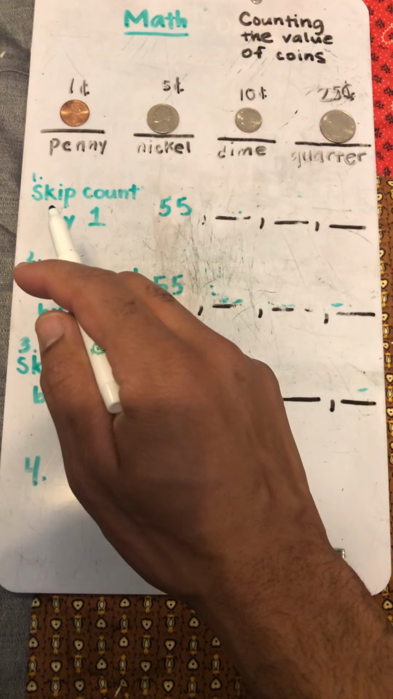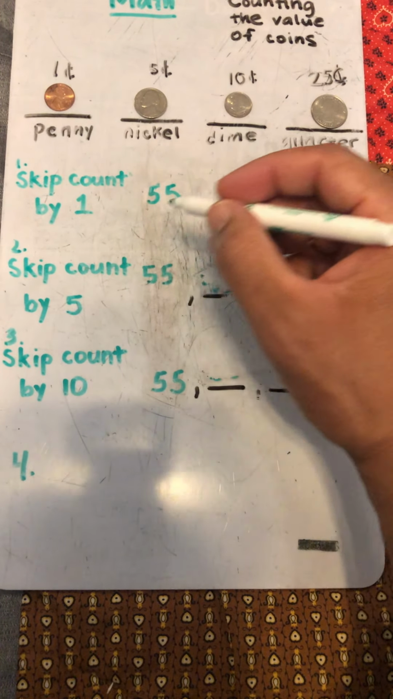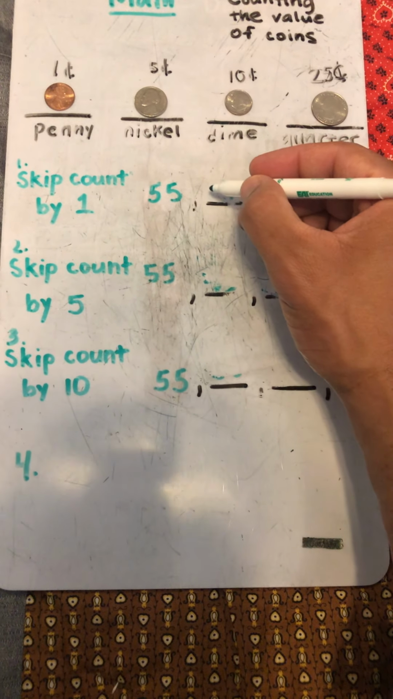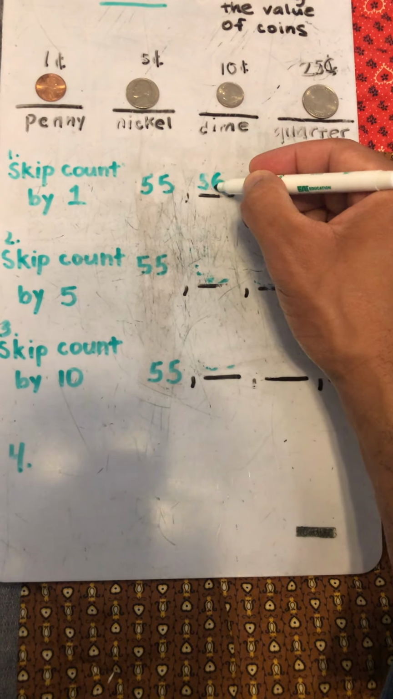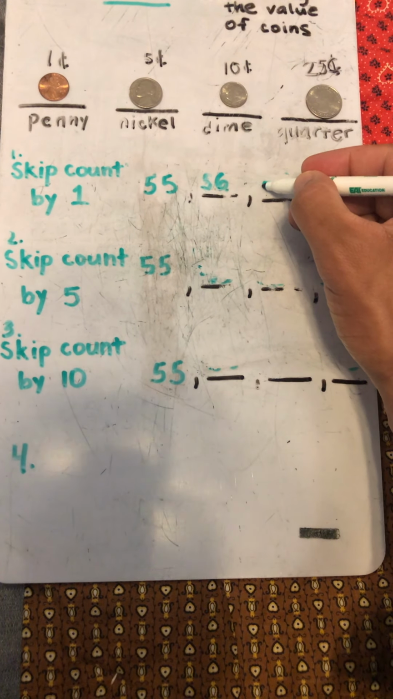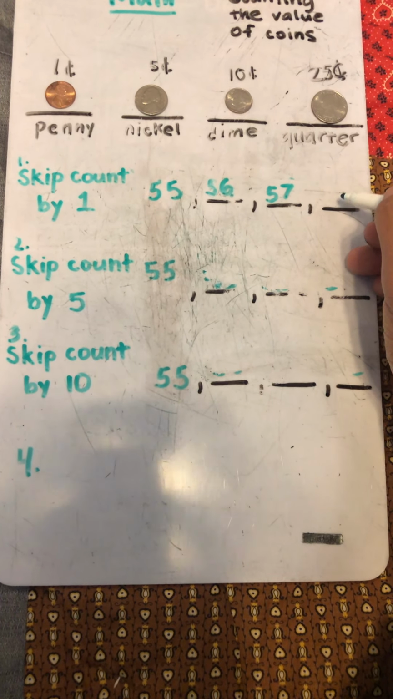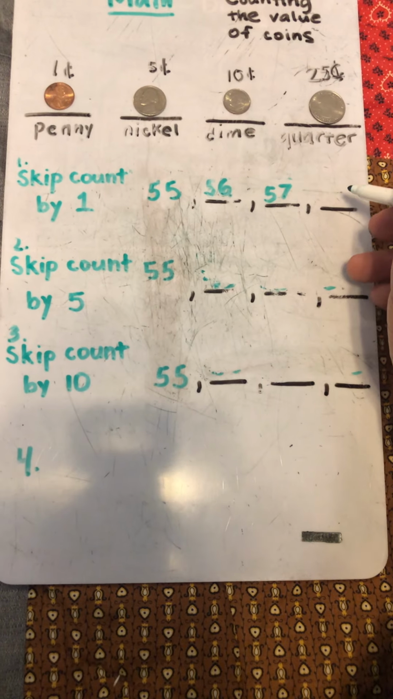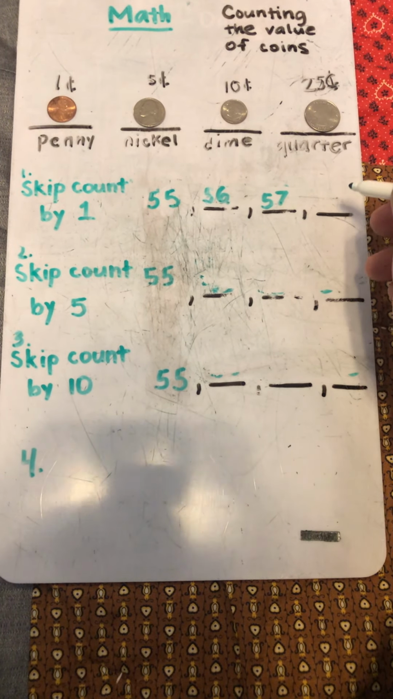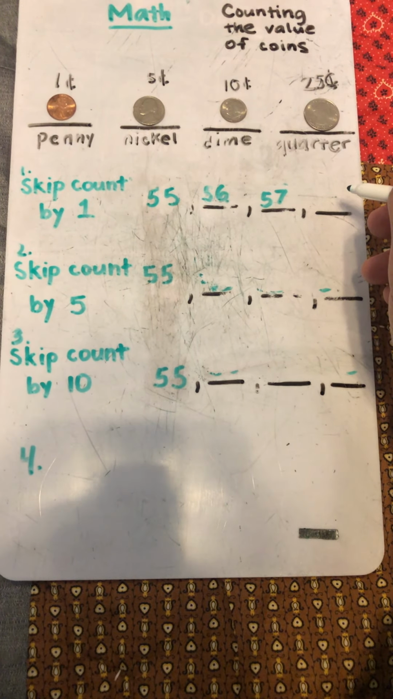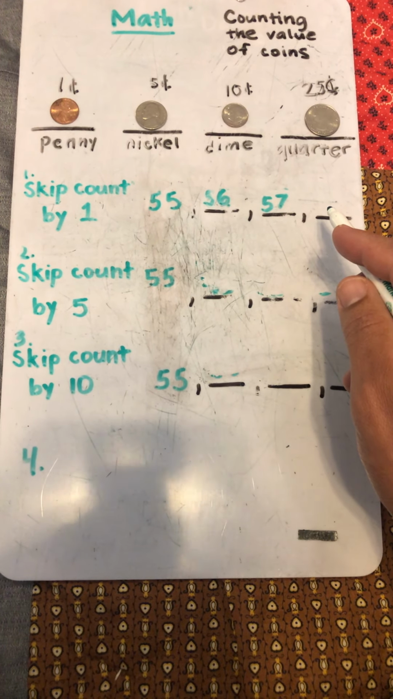So for your question number one, we have 55. Let's skip count by ones. That would take me to 56, 57. And what would be that last number in the pattern? Well, that's the answer you're going to be giving me in a private comment on this assignment, okay? So the answer to your question number one, you'll finish our skip count by one pattern.